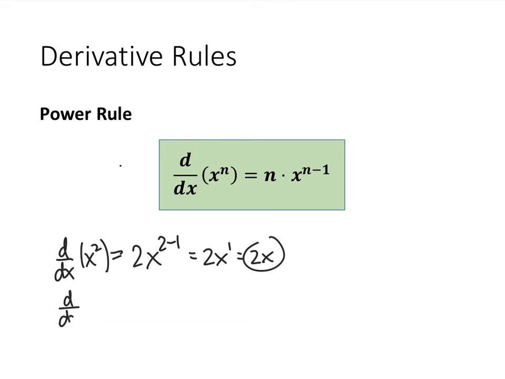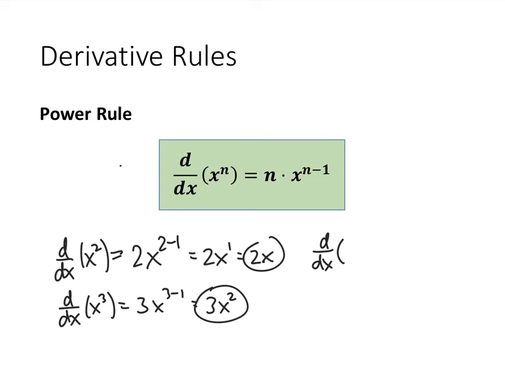The derivative of x cubed would be 3 times x to the 3 minus 1. That's 3 times x squared. We can do some other powers as well. So for example, I could take the derivative of the square root of x. What you might remember from algebra is that we can rewrite this square root. A different way to write square root is with a fractional exponent. X to the 1/2 is just a different way to write the square root of x.